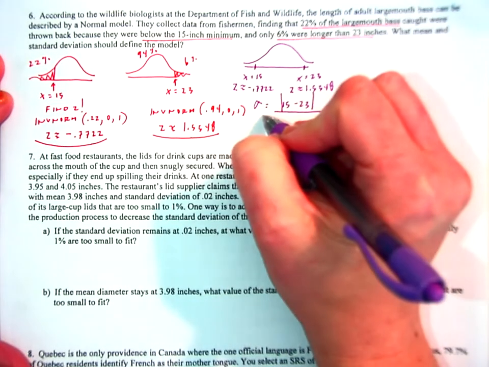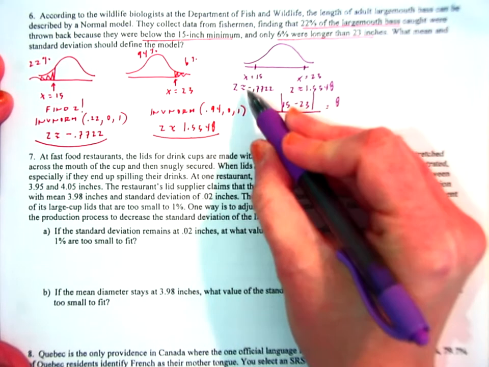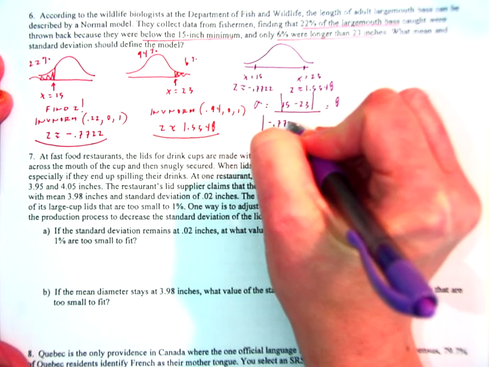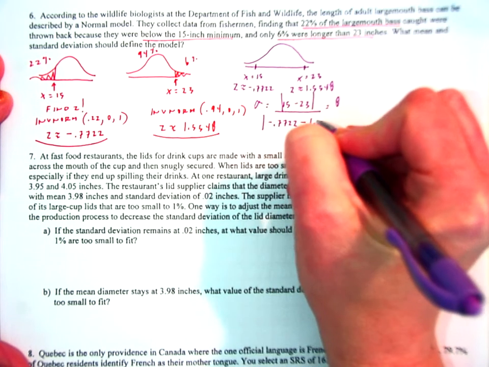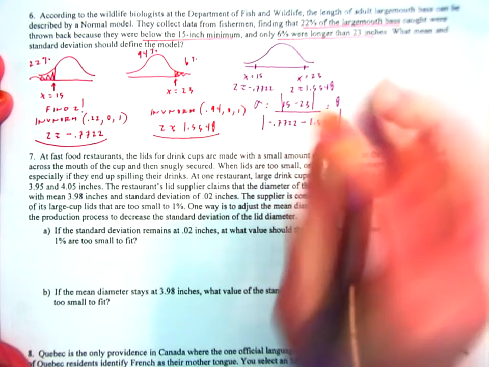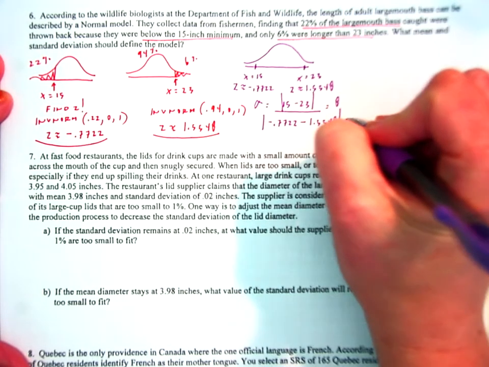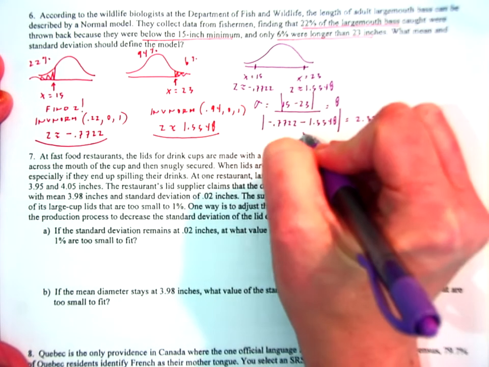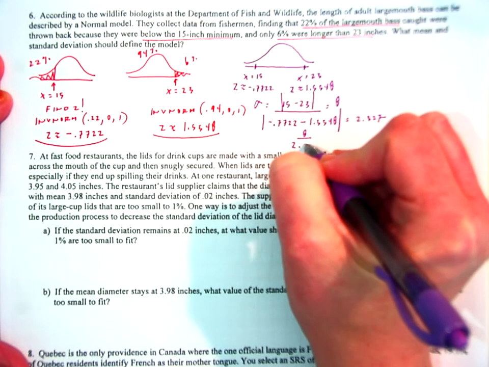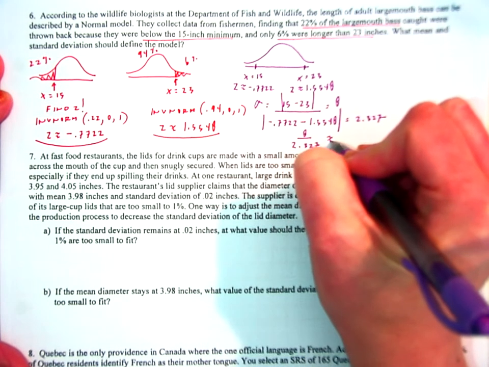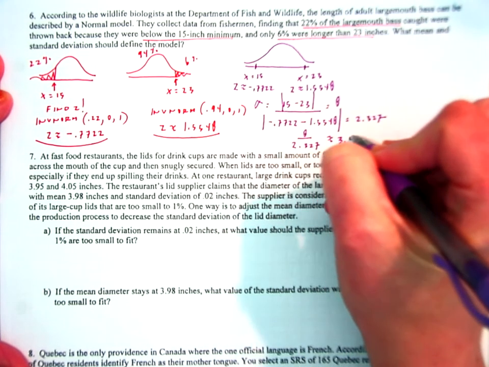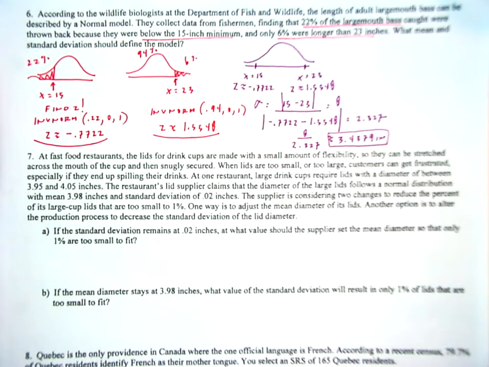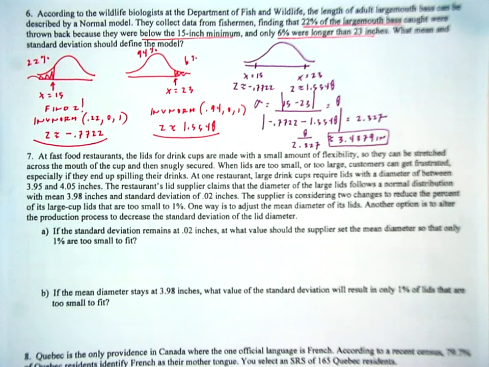And then beneath it, I'm looking at the difference between the z-scores, which tells me how many standard deviations they are apart. So negative 0.7722 minus 1.5548, but in my bars, it's going to become 2.327. So I have 8 divided by 2.327, which will get me about 3.4379 inches. Okay, so I have my standard deviation, and now I need my mean.